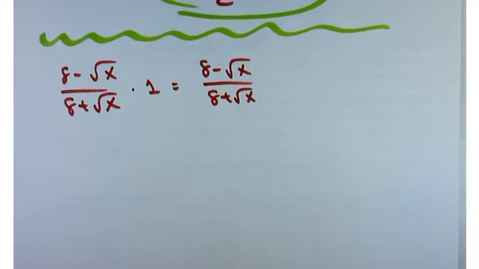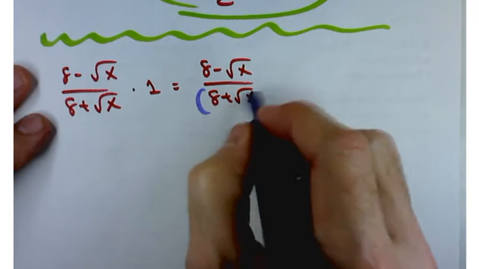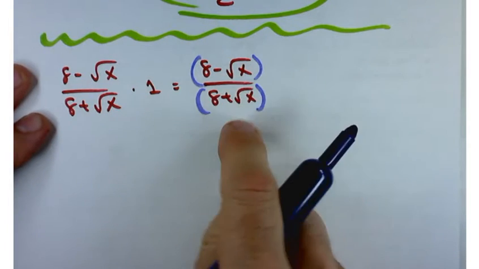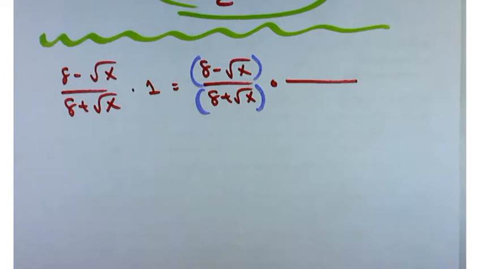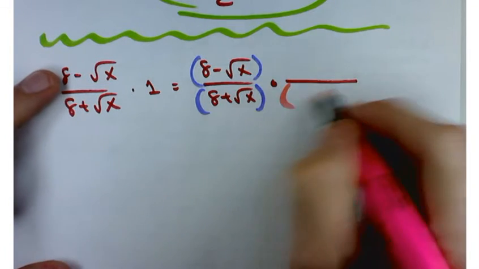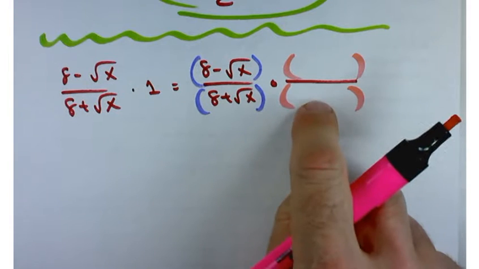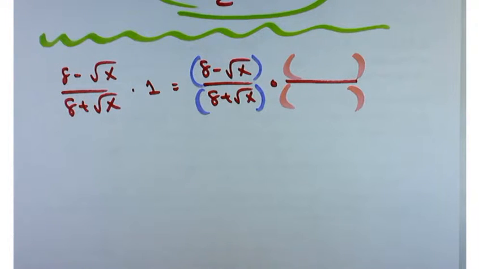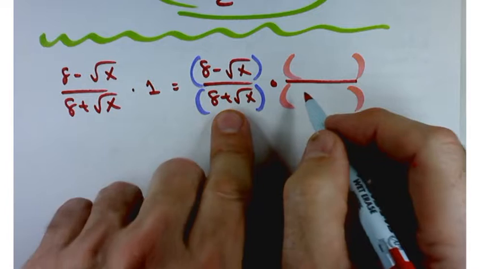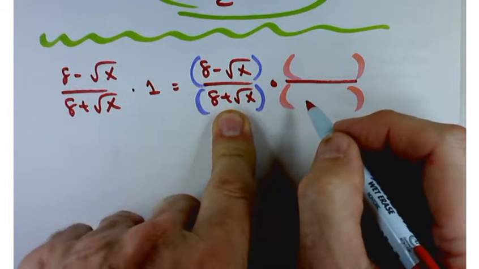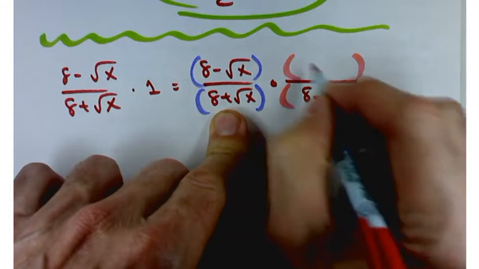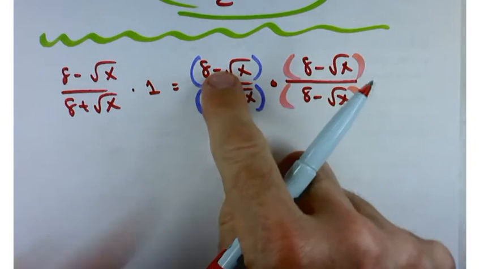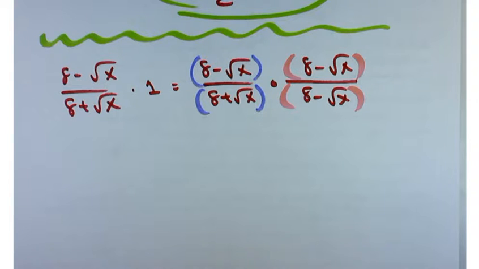Now, when you're determining what to multiply by, you should be looking at the denominator. You're going to multiply by something over something. Eight minus the square root of x. So again, the key thing here is to change this sign. So 8 minus the square root of x and 8 minus the square root of x. Yeah, I get it. They're both the same in the numerator. Okay, that's fine.